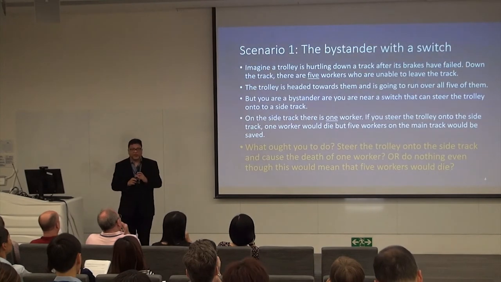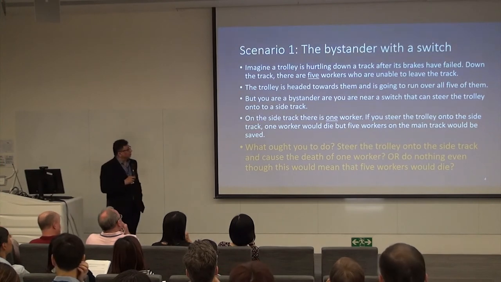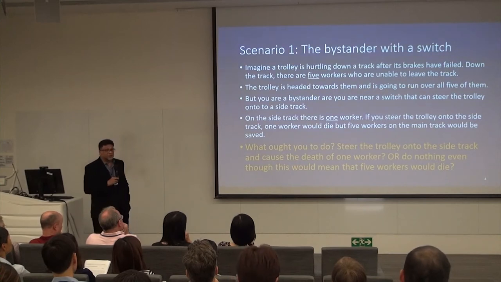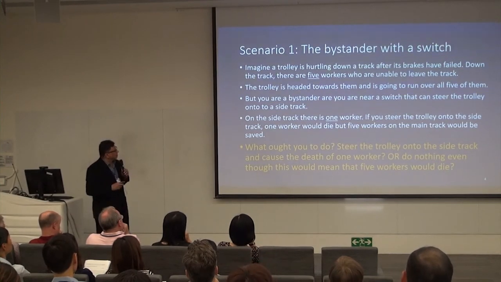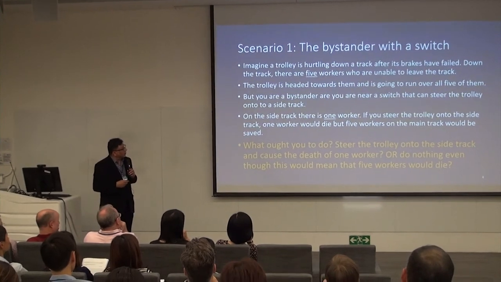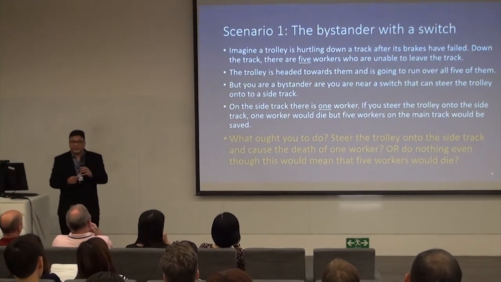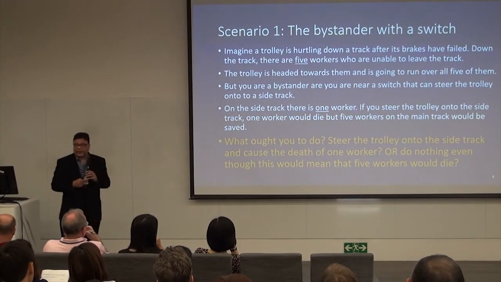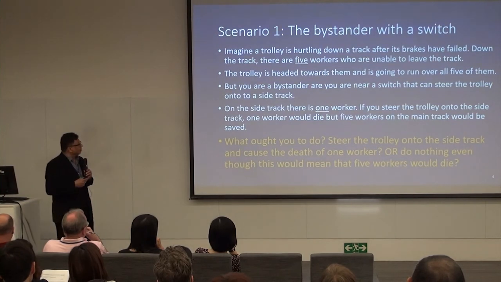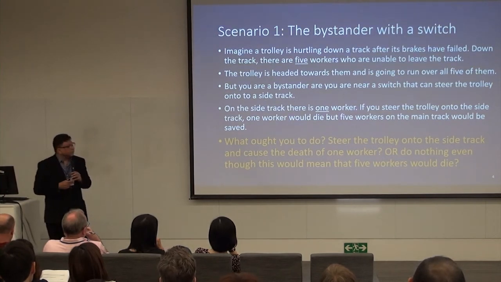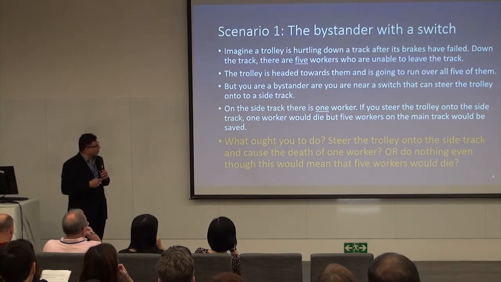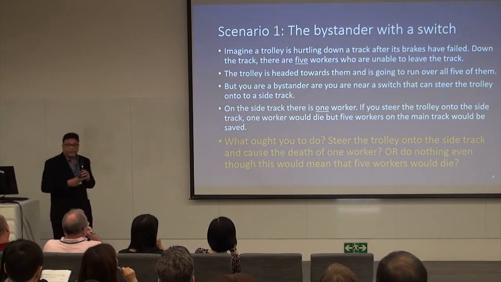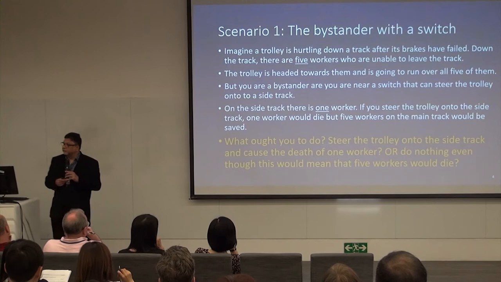Imagine a trolley is hurtling down a track after its brakes have failed. Down the track, there are five workers who are unable to leave the track. The trolley is headed towards them and going to run over all five of them. But you're a bystander, and you're near a switch that can steer the trolley onto a side track. On the side track, there's one worker. If you steer the trolley onto the side track, one worker would die, but five workers on the main track would be saved. What ought you to do?